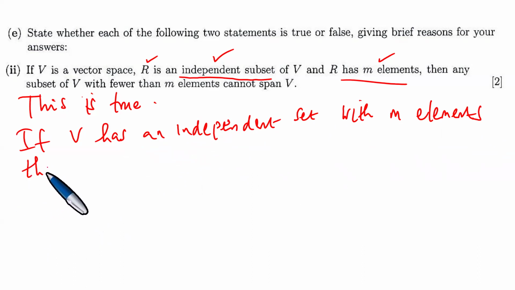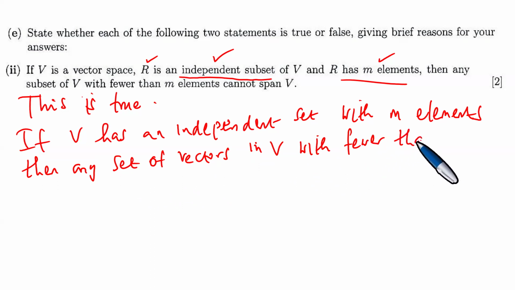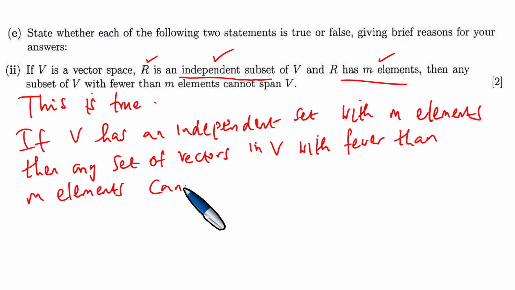Then any set of vectors in V with fewer than M elements, we shall discuss this statement we're writing here and justify the sense in this, cannot span V.